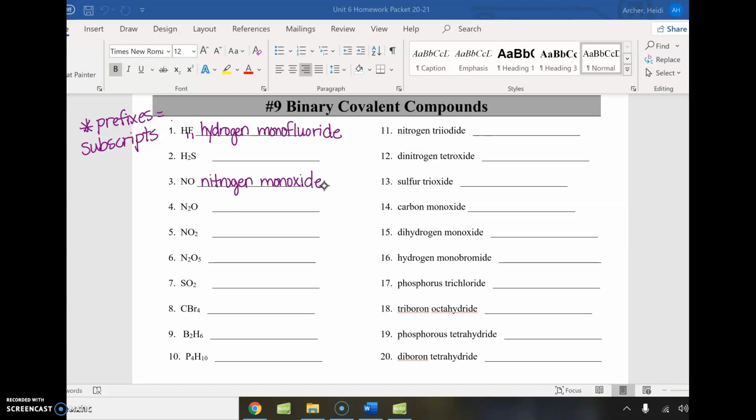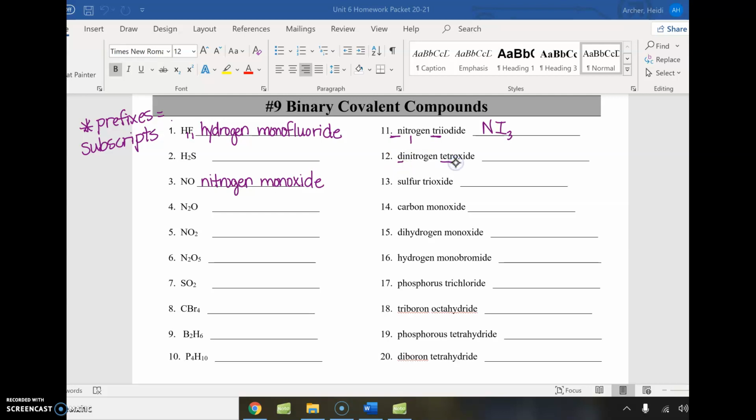Over here, though, we're going from the name, so starting with number 11, we're going from the name to the formula. So what we're going to be doing, because prefixes equal subscripts, we're going to be looking for the prefix to tell us what the subscript is going to be. So I know that my first element is nitrogen. It's the first name and there's no prefix, which means that it has to be a subscript of 1. Now, triiodide. Iodine would be my element. Tri means that there's 3 of them. So it would be NI3 for your formula.